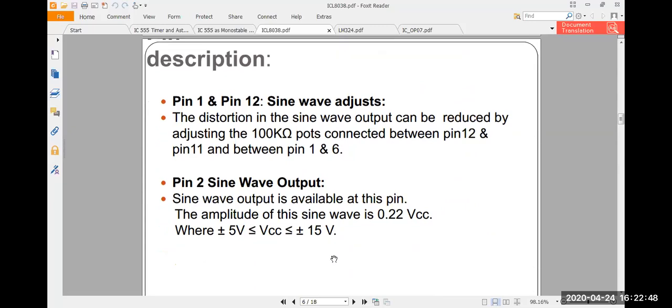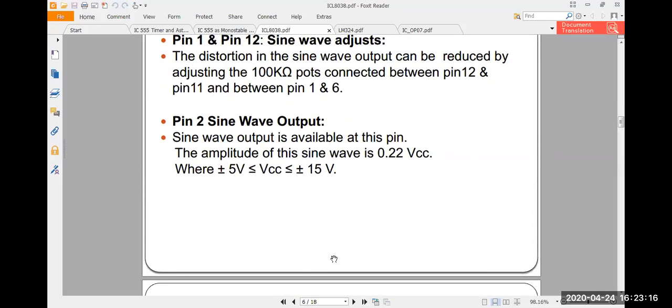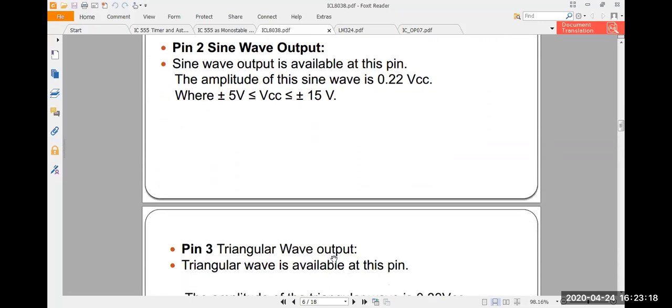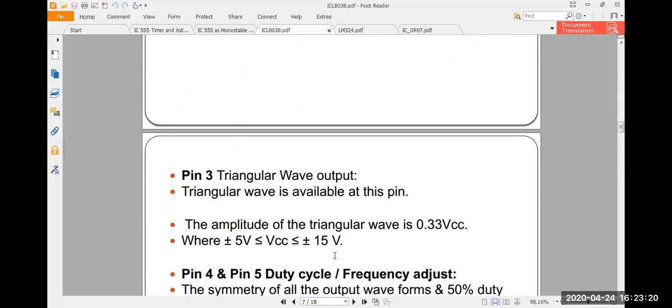Pin number 2 has the sine wave output. So the sine wave output is available at this pin. The amplitude of the wave is 0.22 VCC. So whatever the supply voltage you are applying, the amplitude of the sine wave will be a factor of 0.22 times that particular voltage, and that particular VCC should be between this range for faithful output, 5 volts to 15 volts. Pin number 3 has a triangular wave output.